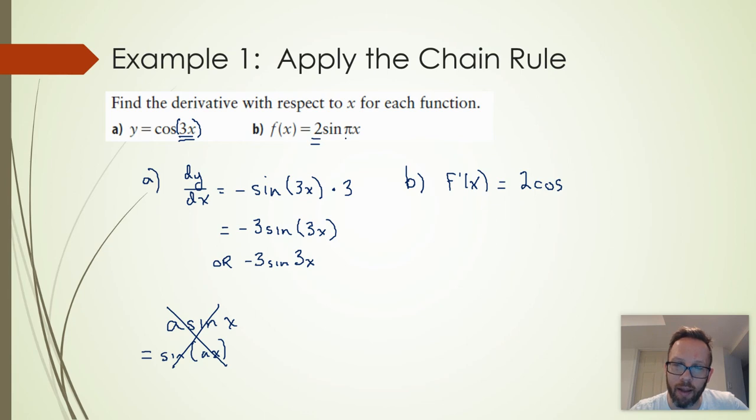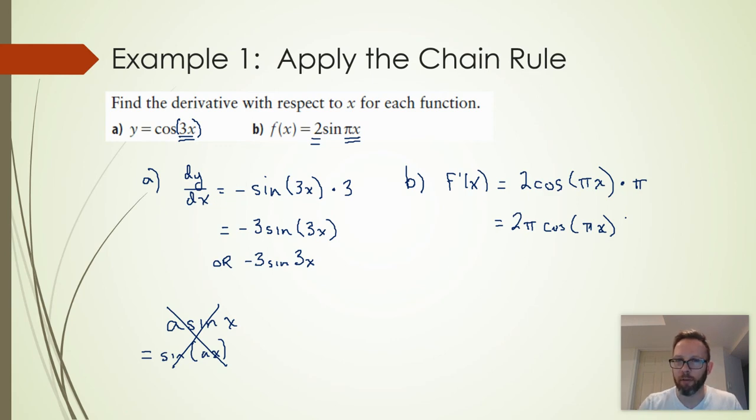And then again, the argument of our sine function, the inner function here, is pi times x. So we're going to leave that as cosine of pi times x. Now we multiply by the derivative of the inside, which is pi. Just like the derivative of 2x is 2 and 3x is 3, the derivative of pi times x is just pi. And so cleaning that up, we get 2 pi times the cosine of pi times x.